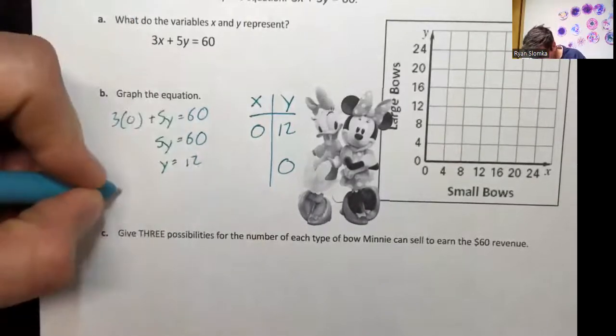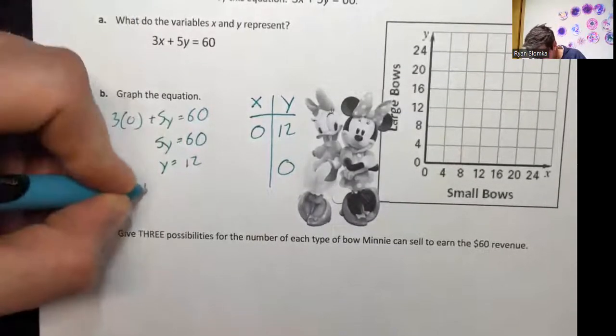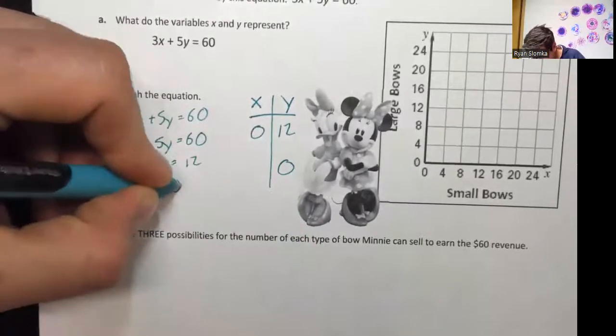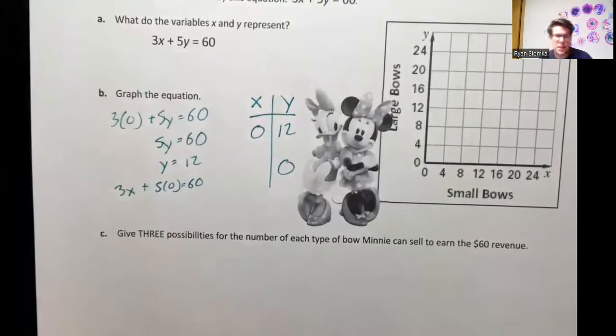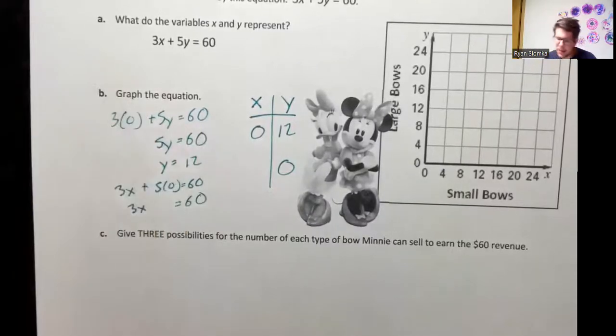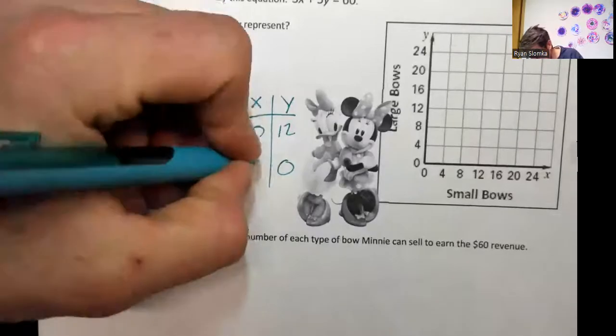Then we're going to do this whole thing all over again, except this time we are going to plug the 0 in for y. And so that is now going to be 5 times 0. The 3x and the 60 stay the same as they were before. Okay, 5y is going to go away, and we're left with our 3x and our 60. And this time, once again, we're going to do some dividing. 60 divided by 3 this time is going to be 20.